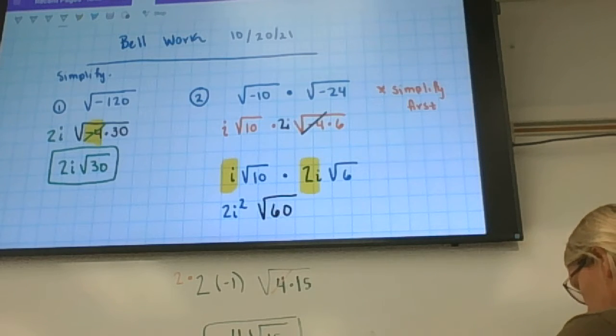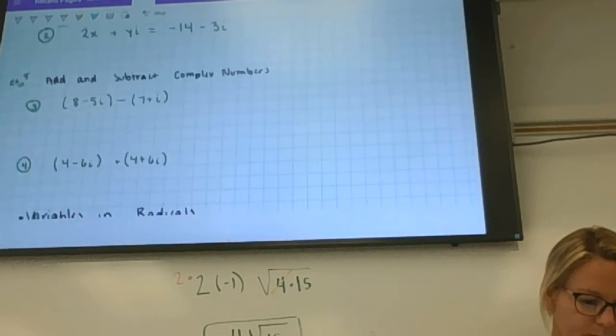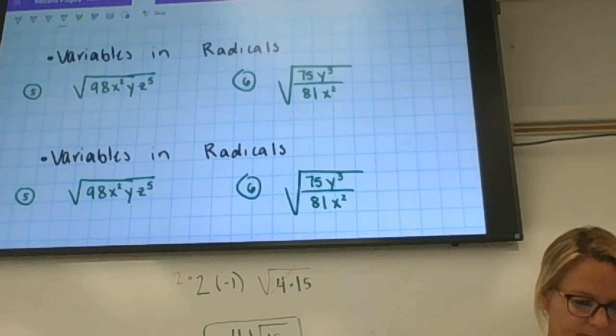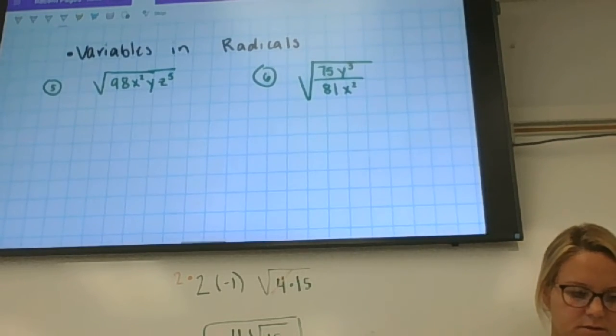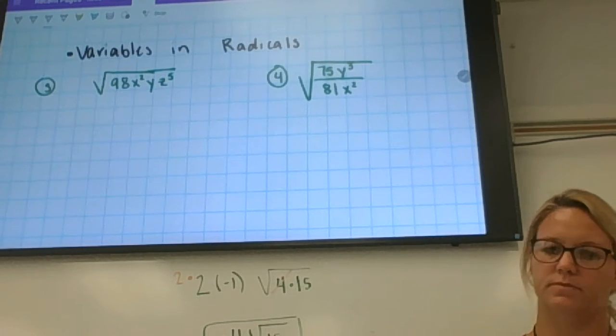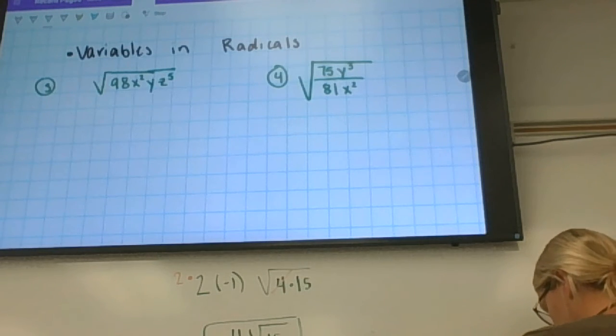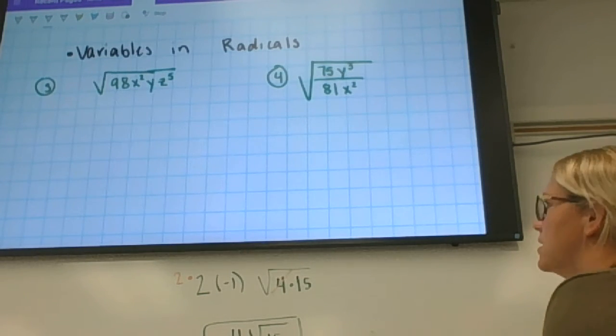All right, let's try some with variables. Like you had to do in your workbook. Well, I did that. So this is number 3 and 4. So on your workbook, you had some problems that had x's and y's and you had a fraction.